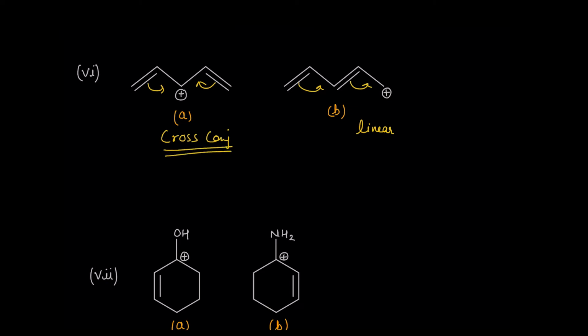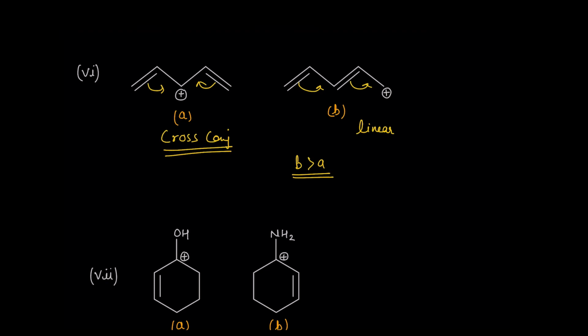So when the number of pi bonds are similar, we always have linear conjugation as more stable as compared to cross conjugation. We have learned about this in GOC. Linear, we can say B is more stable than A. But it doesn't mean that cross conjugation is unstable in any means. It's just a relative thing. When we are comparing these two, B is more stable than A.